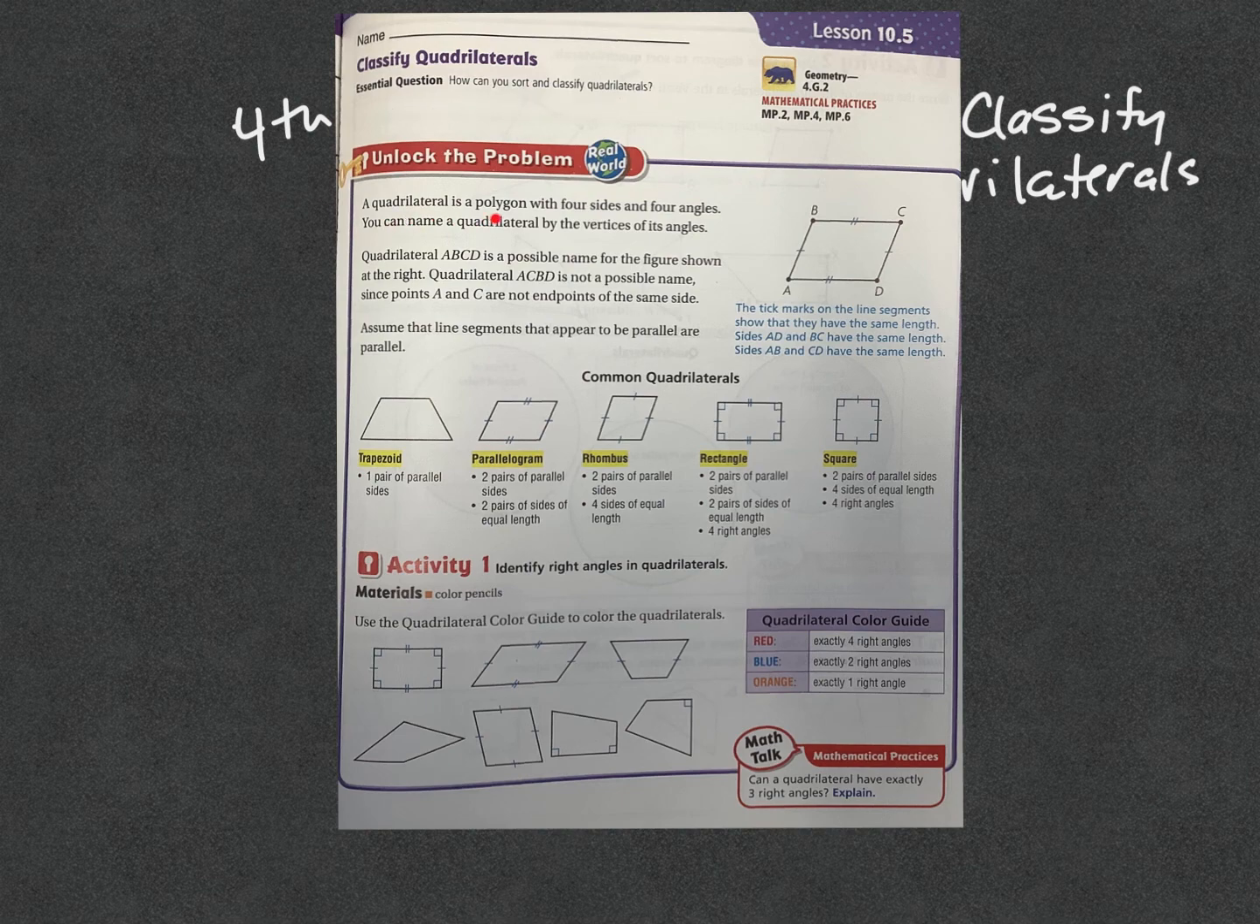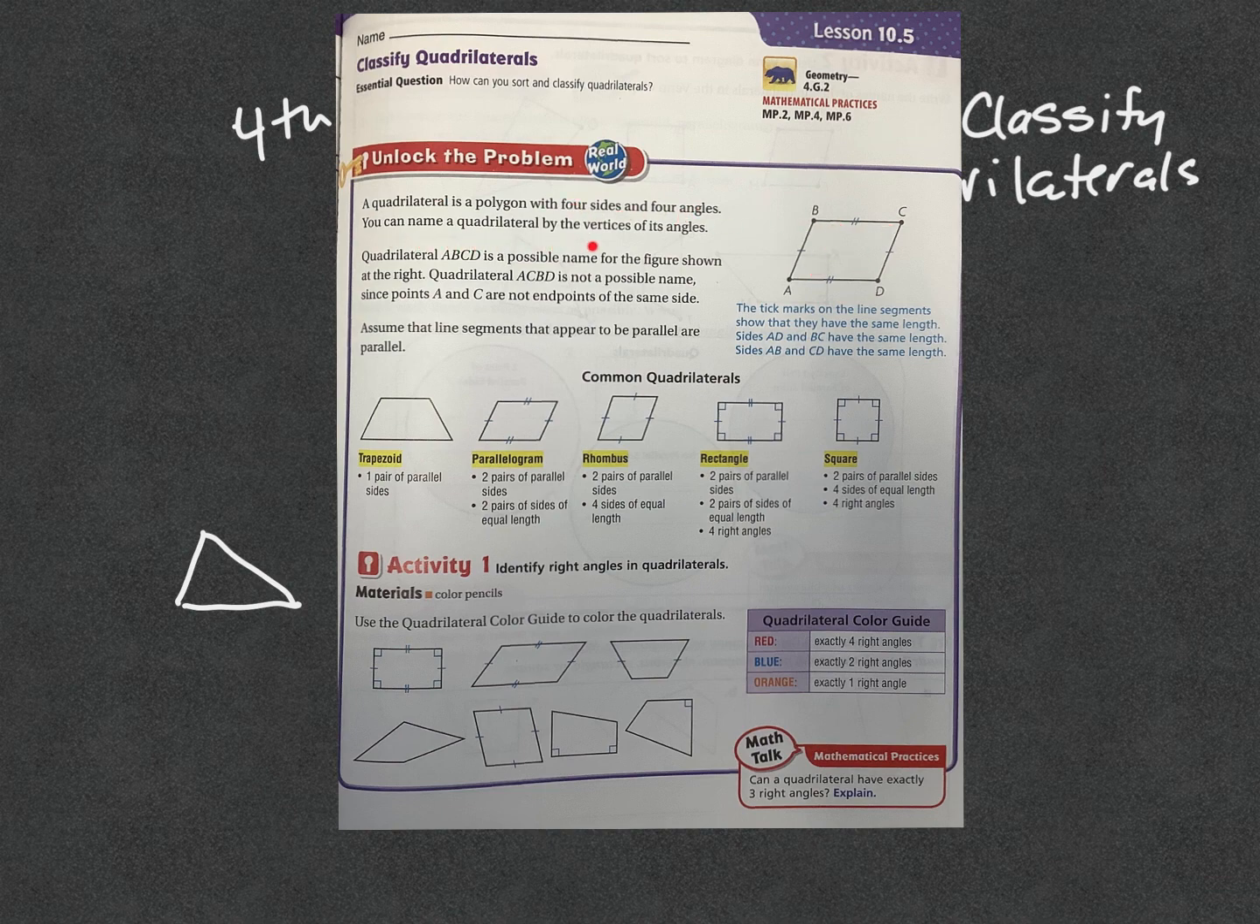A quadrilateral is a polygon. Remember, a polygon is a shape that has straight sides, at least 3 sides. It could have 4, 5, 7, 12, whatever sides, as long as the sides are straight and it's enclosed so that the horses can't get out. Okay, so a quadrilateral is a polygon with 4 sides, quad, 4, and 4 angles.